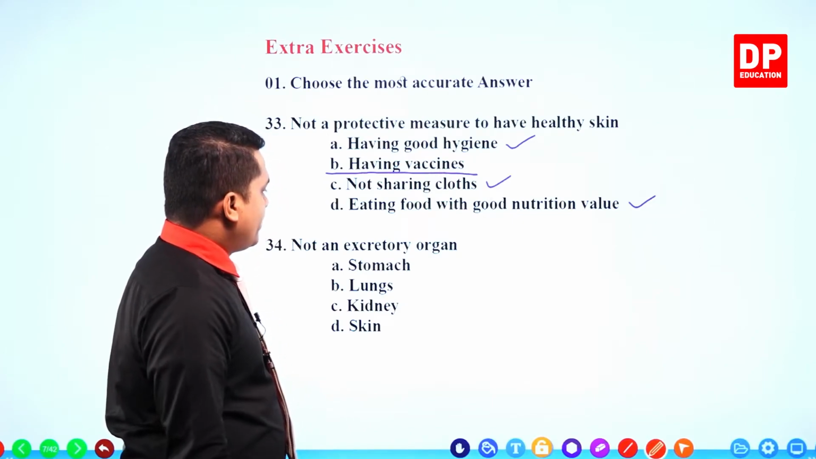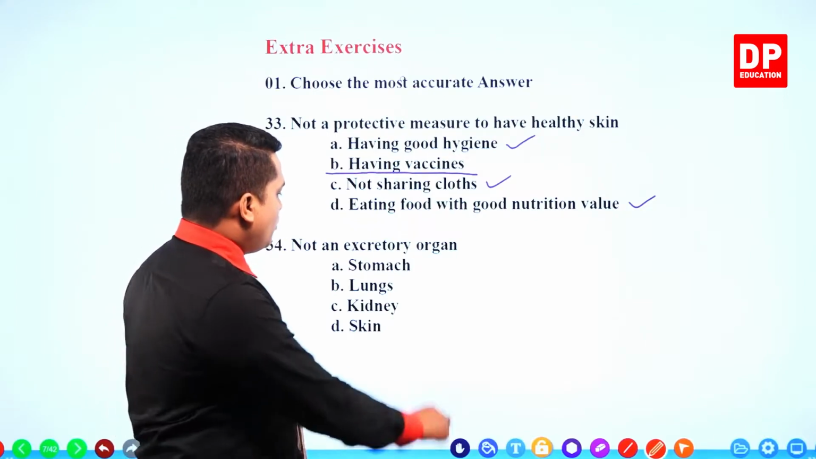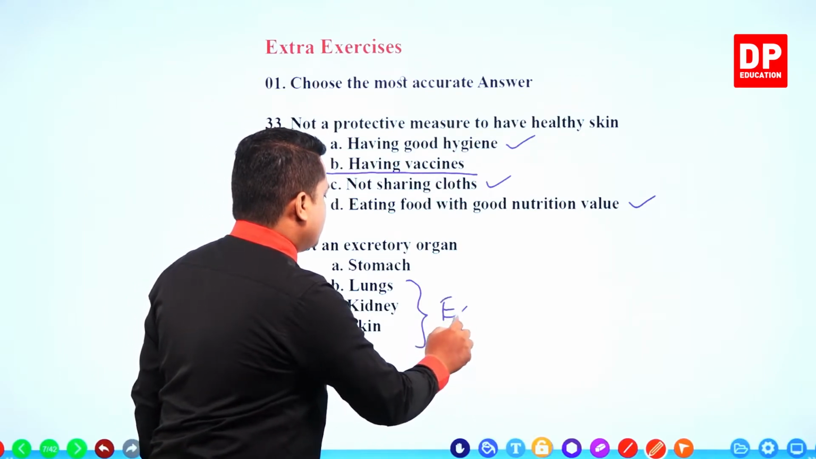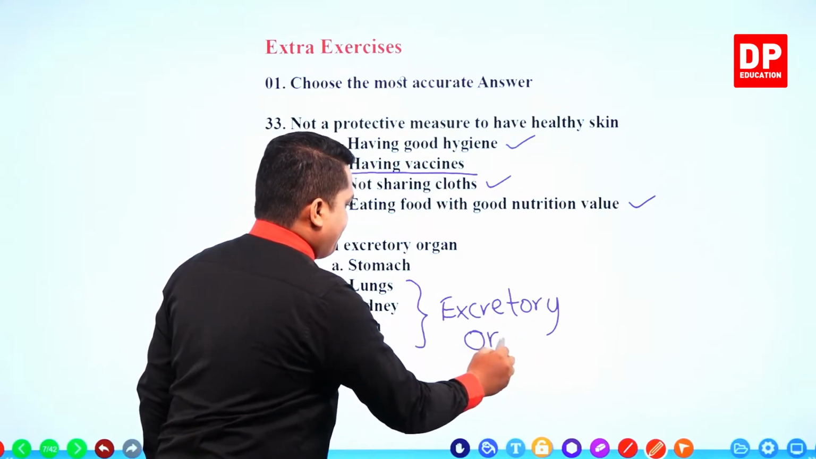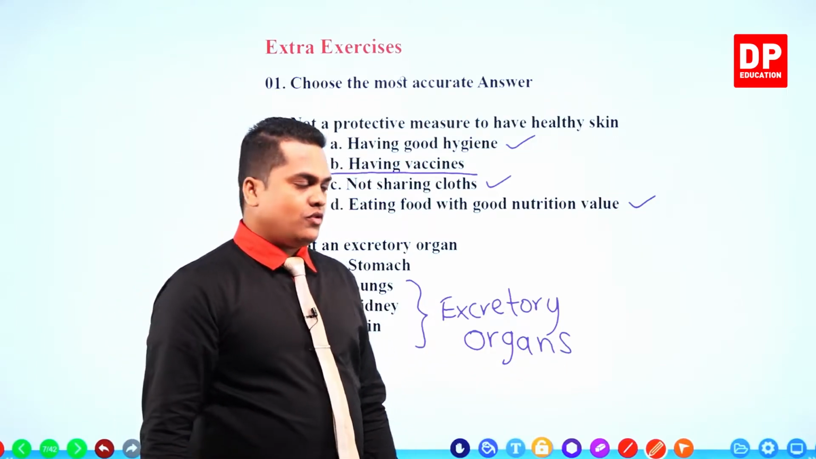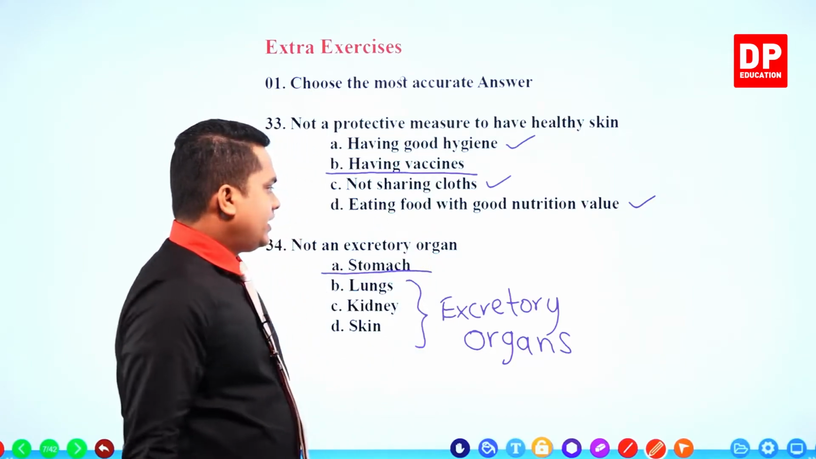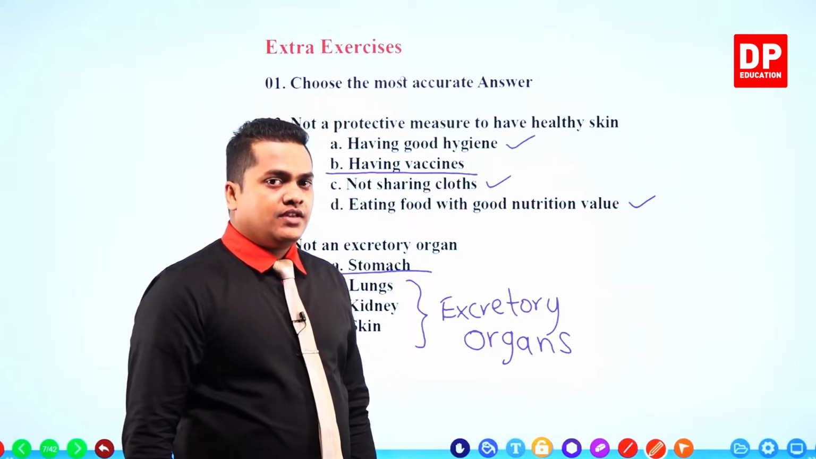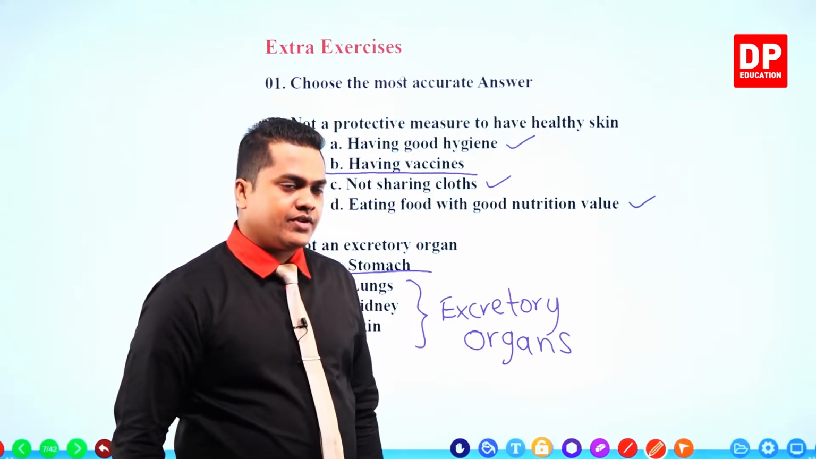Not an excretory organ. Lungs, kidney, skin, all of these are excretory organs. We wrote these things when we were discussing the questions related to the textbook. So all of these things are excretory organs. So the incorrect answer is the stomach. Stomach is not an excretory organ, my dear children.